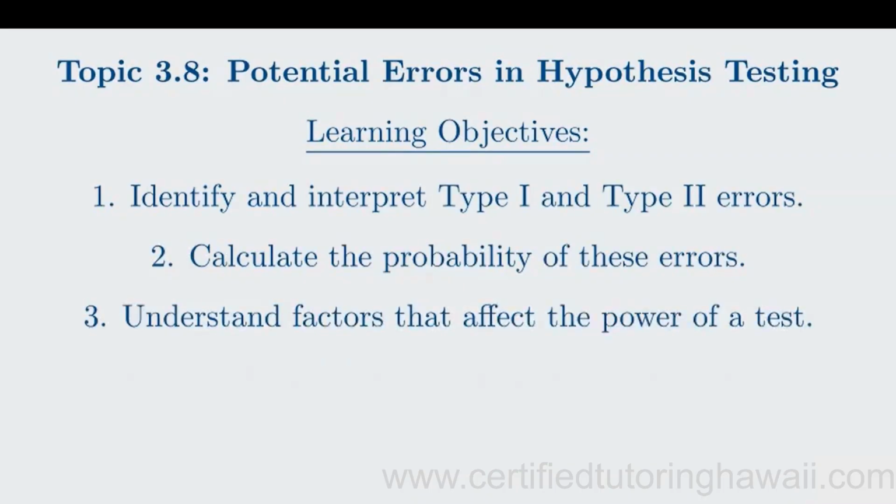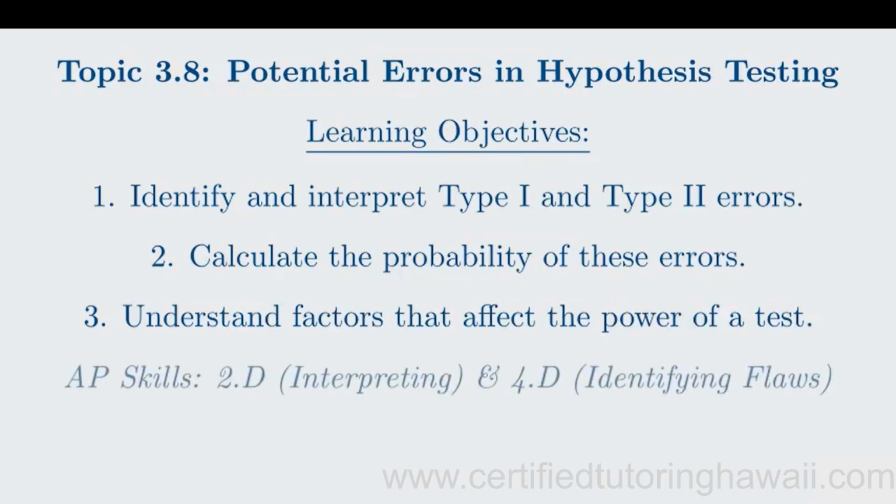This is a fundamental skill for the AP exam, specifically Skill 2.D and 4.D, which focus on interpreting results and identifying potential flaws in conclusions.